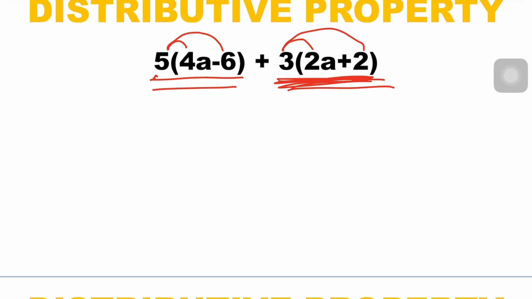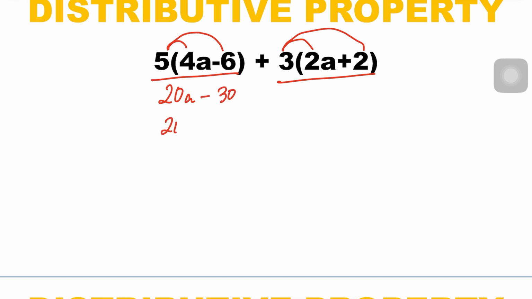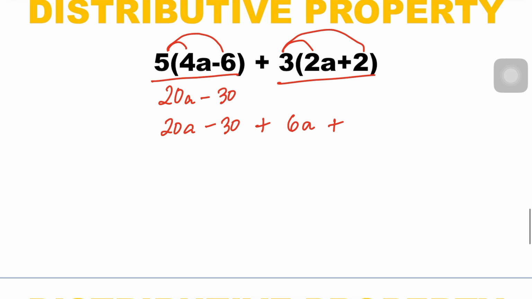So you can only distribute this, and then this one is separate. Okay, let's go. So 5 times 4a, 20a. Okay? 5 times negative 6, negative 30. Or you can do minus, then 5 times 6, 30. Plus 3 times 2a, 6a, plus 3 times 2, 6.